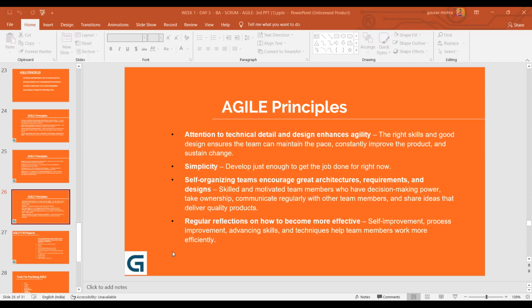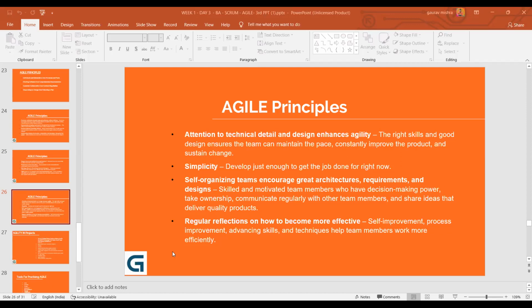Simplicity: develop just enough to get the job done for right now. Okay, next, please.